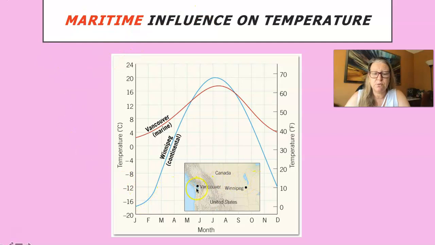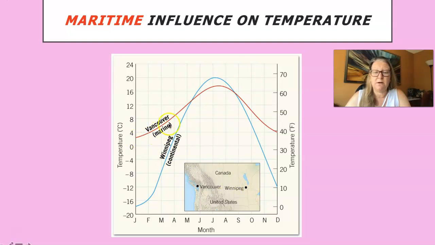So here we have two cities that are at roughly the same latitude, and that's important because we don't want too many variables. So in theory, they should have the same temperature range. Well, Vancouver is near the Pacific Ocean, and the Pacific Ocean, again, does not change temperature very easily. Winnipeg, on the other hand, is in the middle of the North American continent, and it's surrounded by land, and land heats up and cools down quickly.